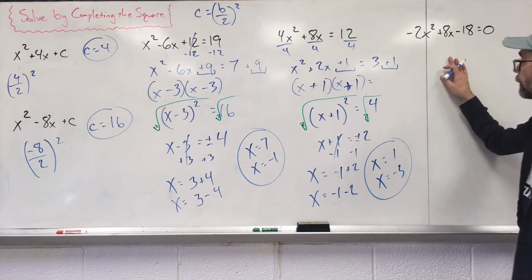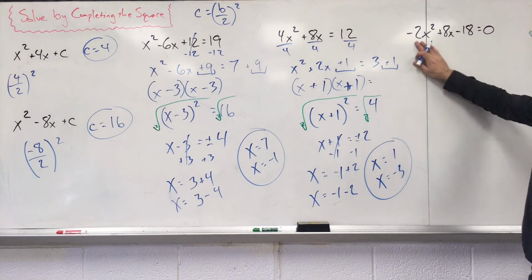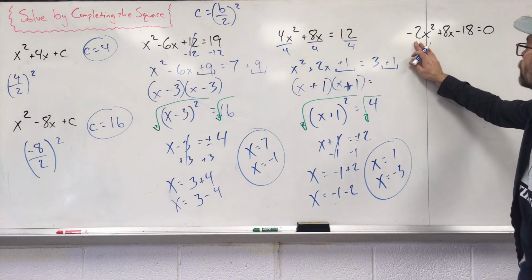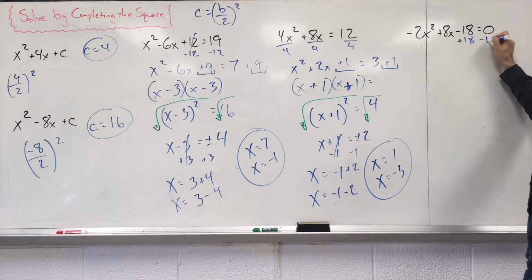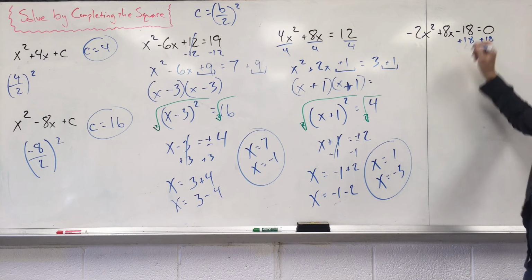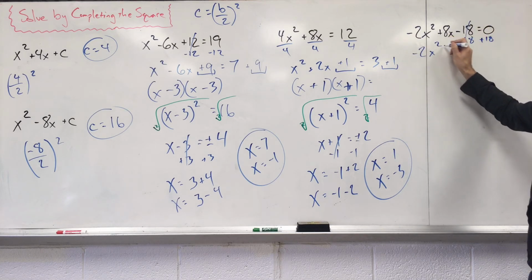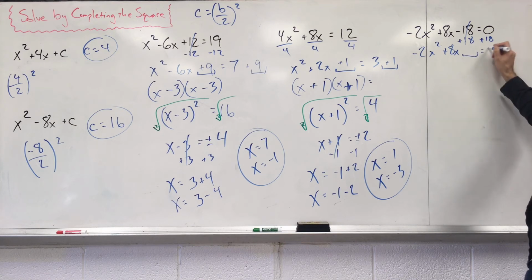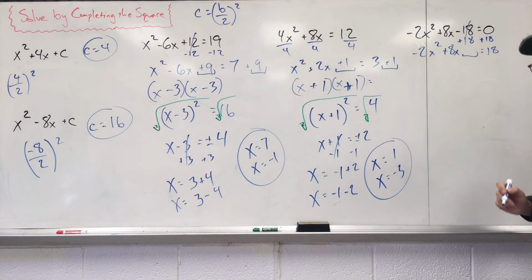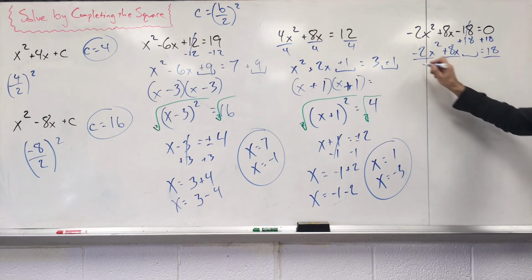So here, we've got a number all the way in front. Again, let's divide everything, and we have to move this 18 to the other side. So let's move the 18 first. Add 18 to both sides. Negative 2x squared plus 8x blank space equals 18. Let's divide everything by 2.